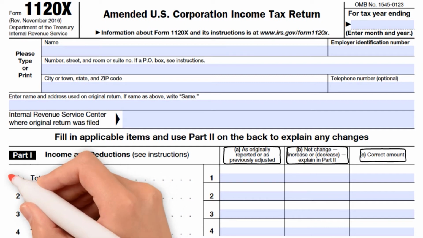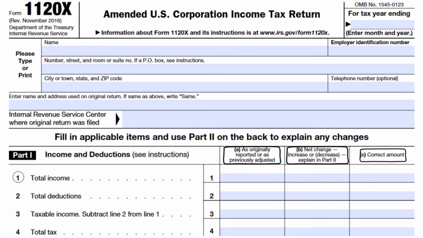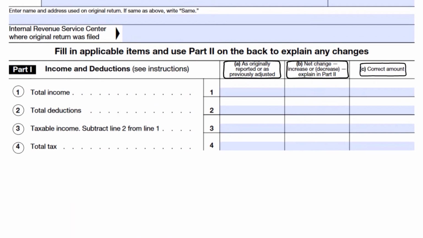So line 1, you need to input your total income. Line 2, you want to put the total deductions. Line 3, you want to subtract line 2 from line 1 to get taxable income. And line 4, you want to calculate the new amount of tax using the taxable income of line 3, column C.